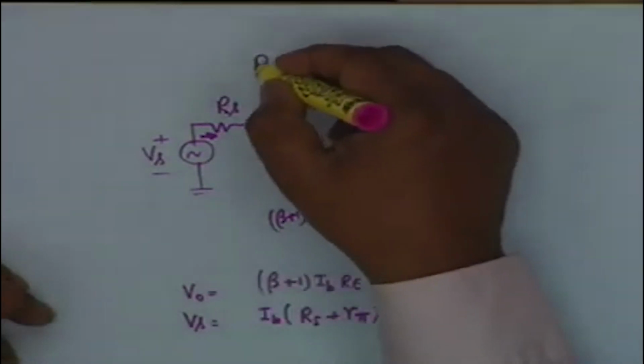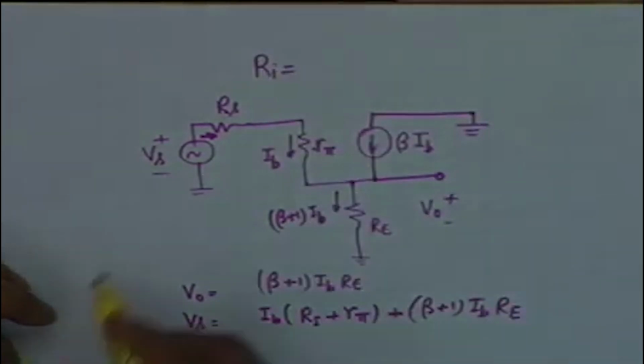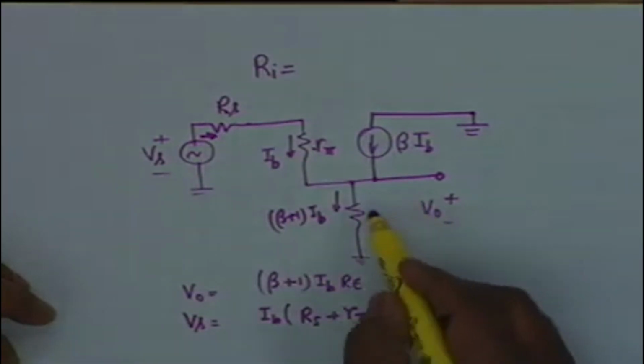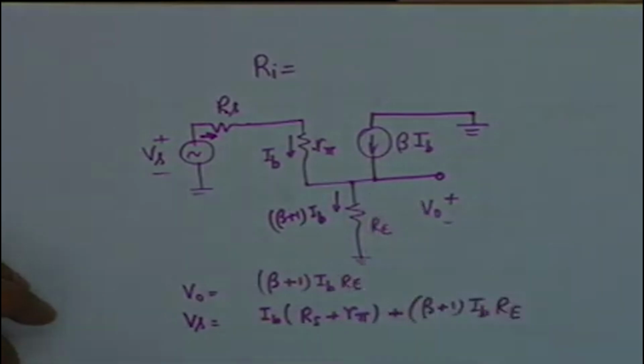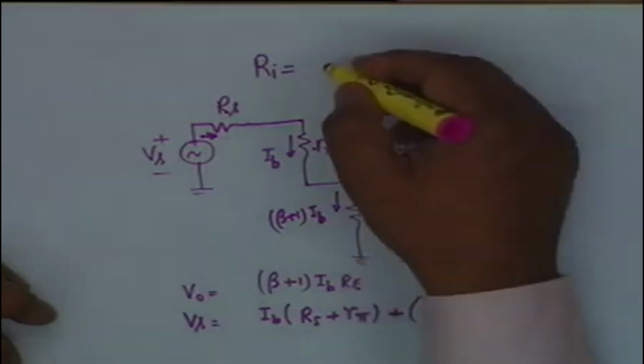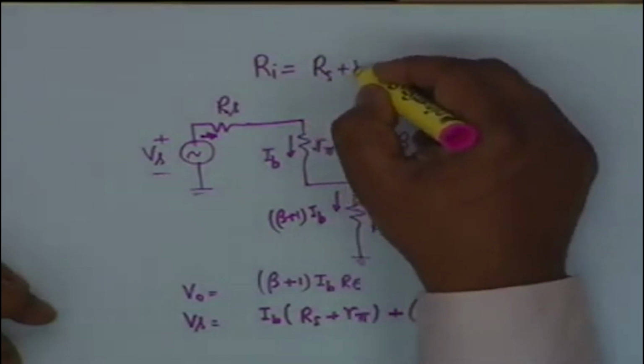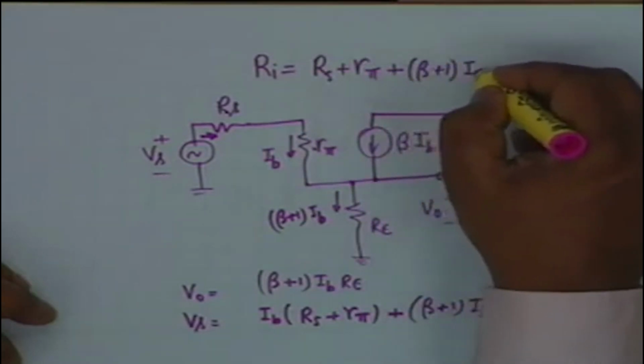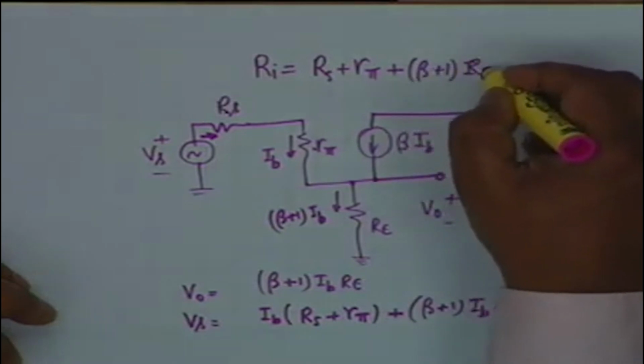What is the input impedance Ri? It is simply Vs divided by Ib. No, it does not see Rs alone. It sees Rs plus R pi plus (beta plus 1) Re, because this is Vs divided by Ib, and therefore the input impedance is Rs plus R pi plus (beta plus 1) Re.